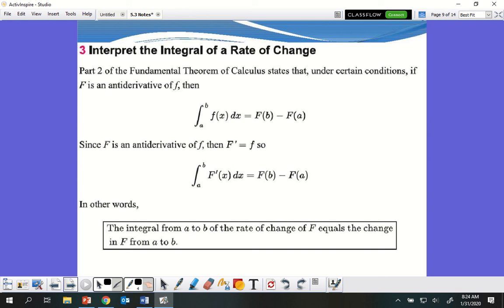So that means the same thing here. We have capital F, so that means that's the integral. But it's the derivative of the integral, which is just the function. So this right here all turns into just f. So we're going to take the integral of f, which is going to give me that. Does that make sense or no?